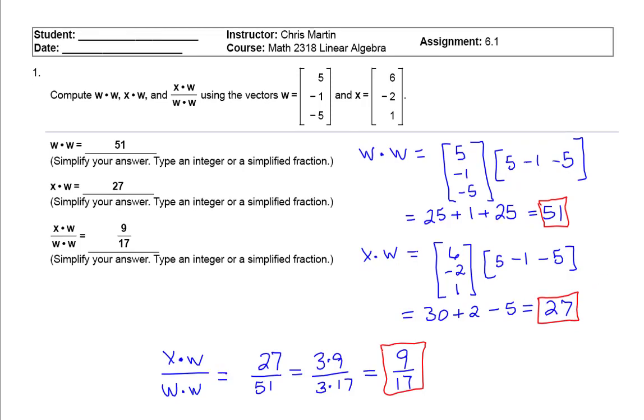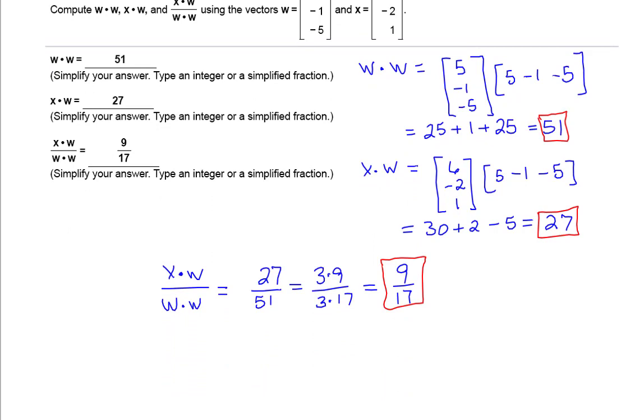And then they asked us to calculate this ratio of the two dot products. So that's 27 over 51, but you can take a 3 out of the top and the bottom. And this cancels and we get 9 over 17.